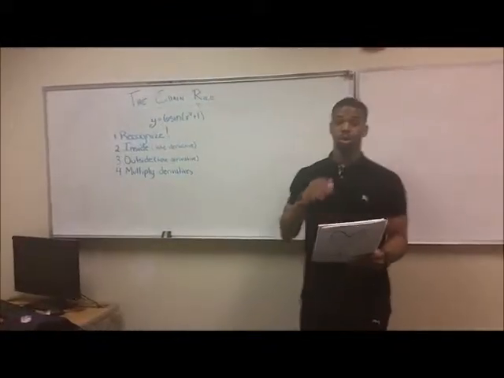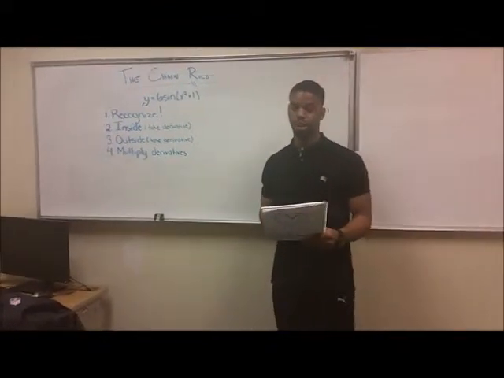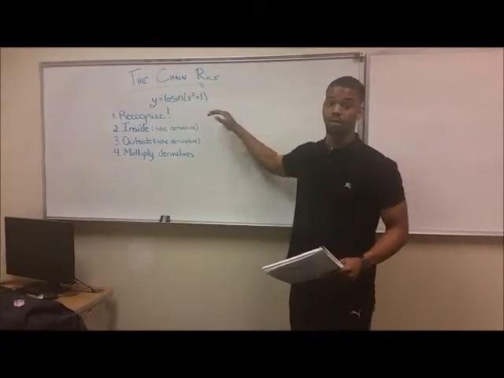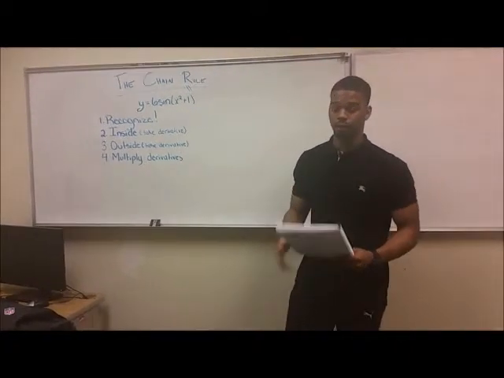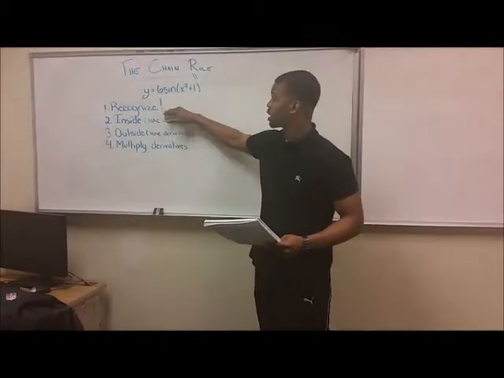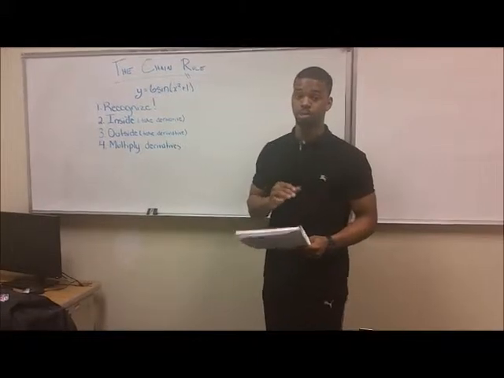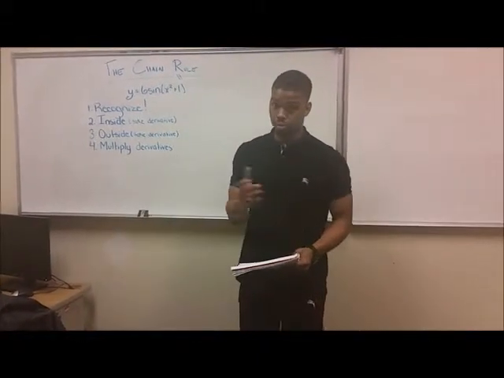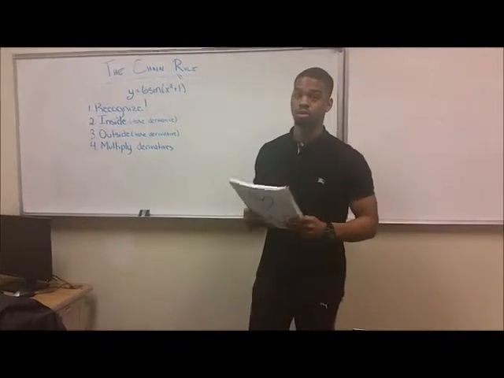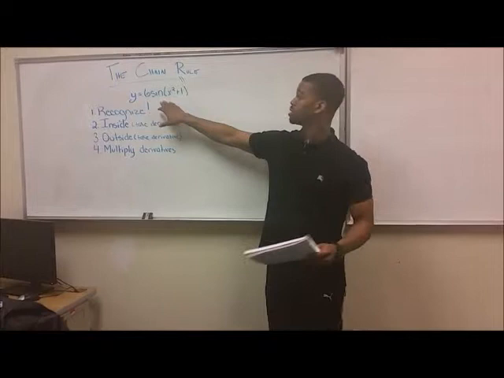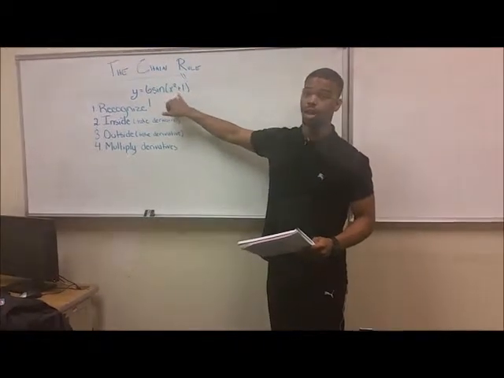All right, class, we're going to be doing the chain rule. And the chain rule is a way to find a derivative of a composite function. So the first thing you're going to need to do when using the chain rule is recognize when you're going to be using it. And to be able to do that, you have to know what a composite function is. So a composite function is one like this. It's a combined function. You have one function inside of another.